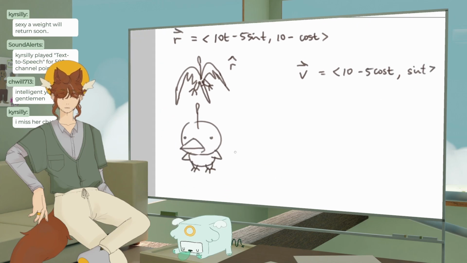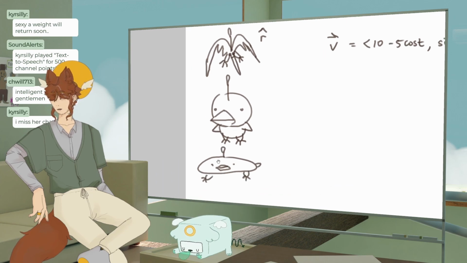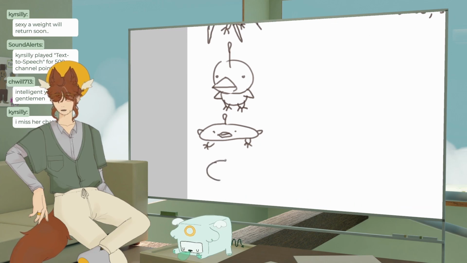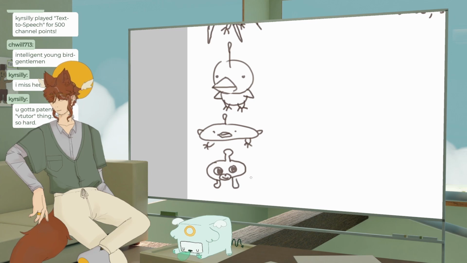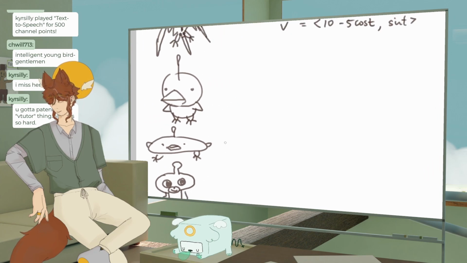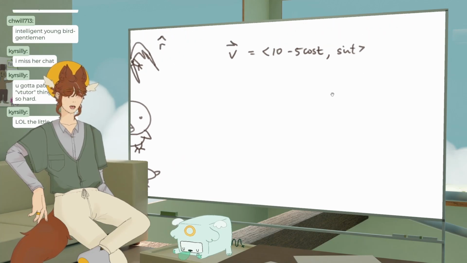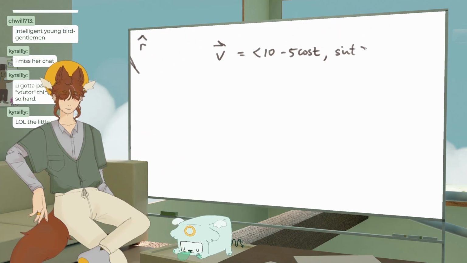I like to imagine that when you take a derivative, they just get kind of squished, like that. He's having a great time. You can't even see him though. He looks like a wee wee. You know, like the peepees, these guys. This is my artistic skill. You gotta patent the VTutor thing, it goes so hard. Patent it? I gotta actually change my Twitch name. I'll do it.